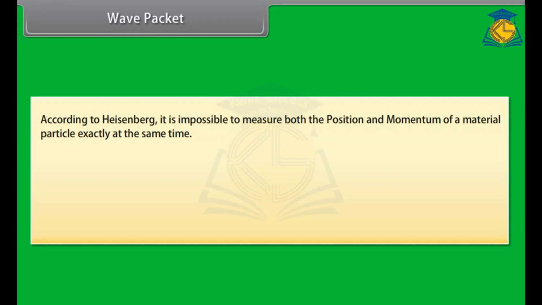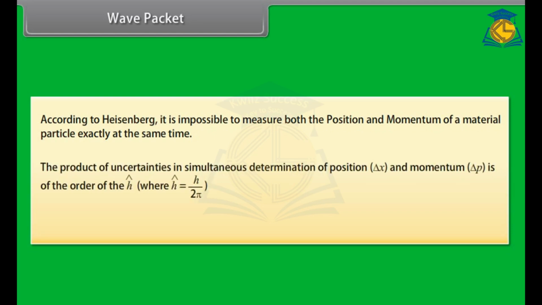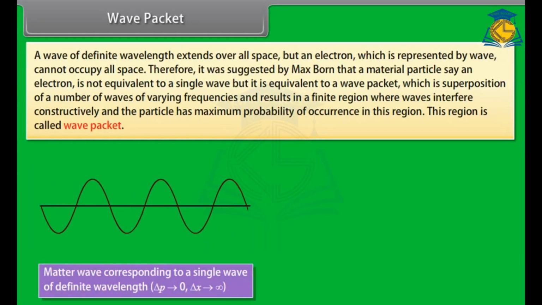Wave packet. According to Heisenberg, it is impossible to measure both the position and momentum of a material particle exactly at the same time. The product of uncertainties in simultaneous determination of position Δx and momentum Δp is of the order of ħ, where ħ = h/2π. Δx × Δp ≈ ħ. A wave of definite wavelength extends over all space, but an electron, which is represented by a wave, cannot occupy all space.